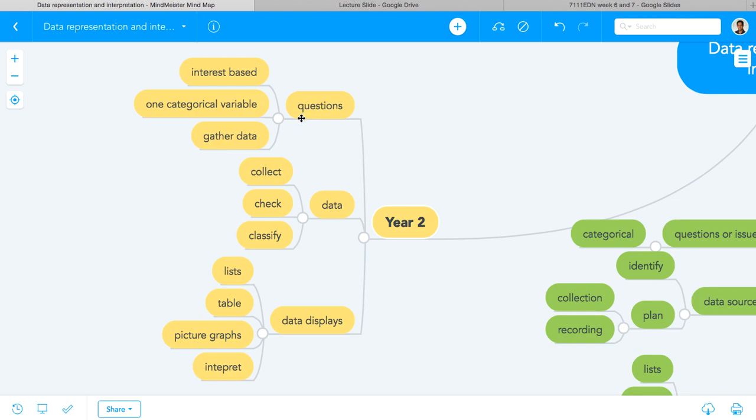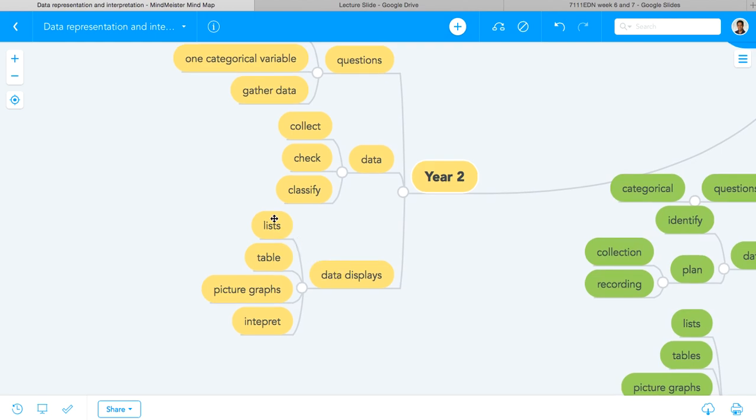Coming down to year 2, we're dealing with questions again, but these are interest-based, and we're asking students about categorical variables. Okay? So students gather that data, collect, they check and they classify that data, and in terms of data displays, well, you have an option. This investigation you might use a list, next investigation you might use a table, next one you might use a picture graph. So we're looking at different data displays so students are exposed to all the different ways that data can be displayed, and we're also still asking students to interpret.